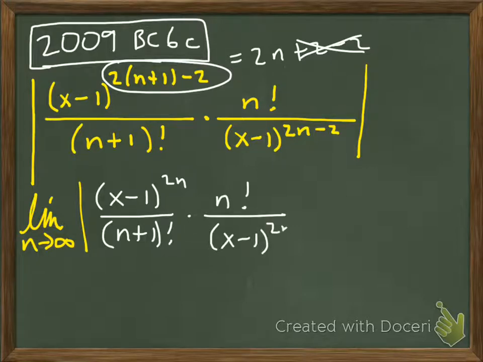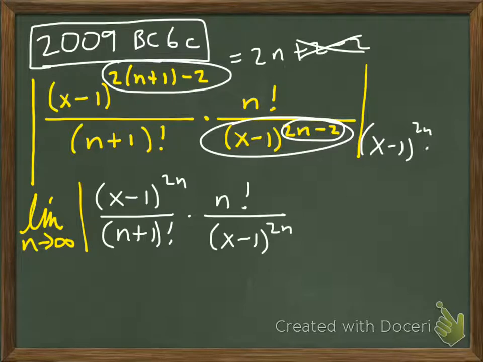to the 2n, but then this minus 2 right here, we could write this whole thing here as x minus 1 to the 2n times x minus 1 to the negative 2. That's the exponent there. But then that means that we can put that x minus 1 to the negative 2 in the denominator up to the numerator and make it positive. So we have that guy right there, and let's be consistent with that.